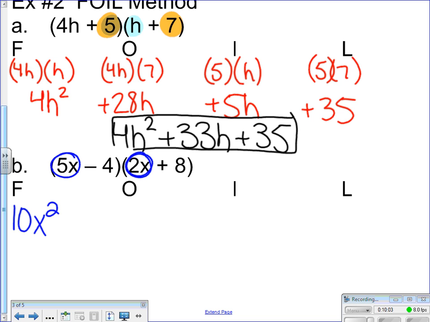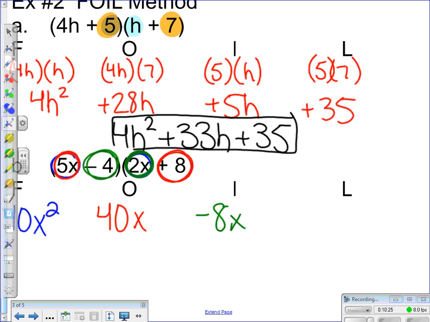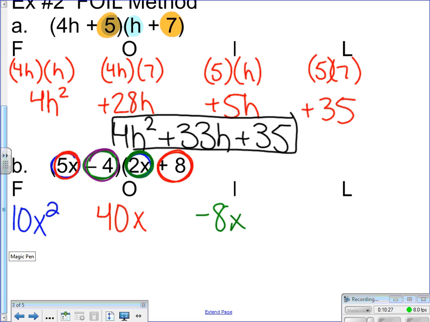Outside. 5x and 8. They're both on the outside. 5 times 8, 40x. Inside, negative 4 and 2x. A negative 4 and a positive 2 make negative 8x. And last, negative 4 is last, along with negative 8. Together they make negative 32.